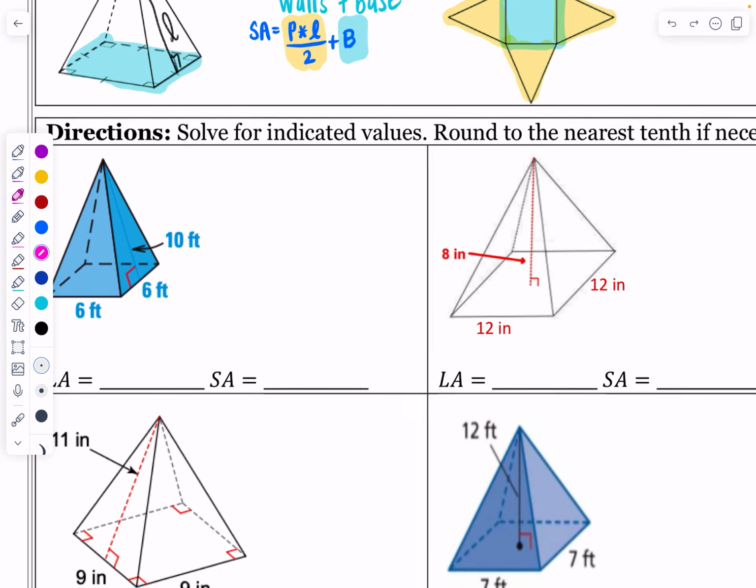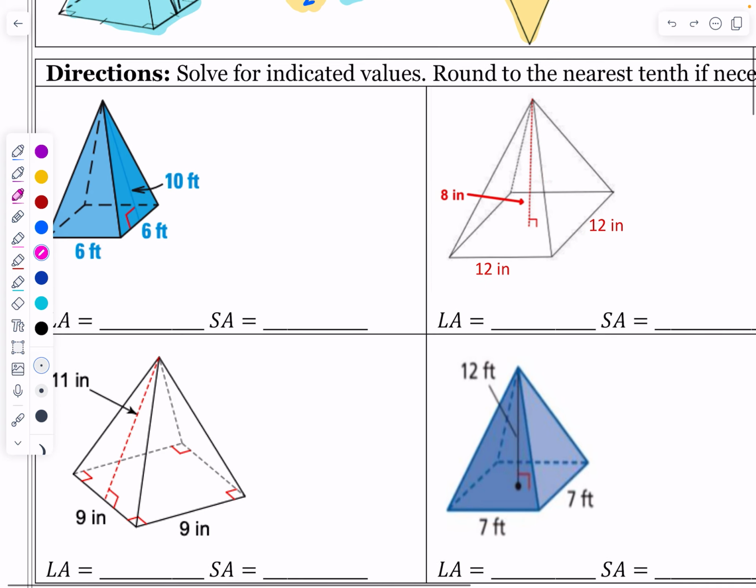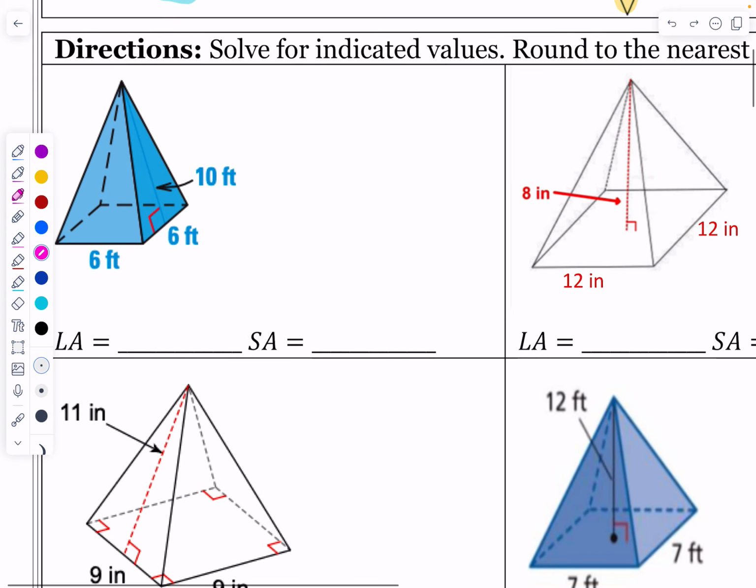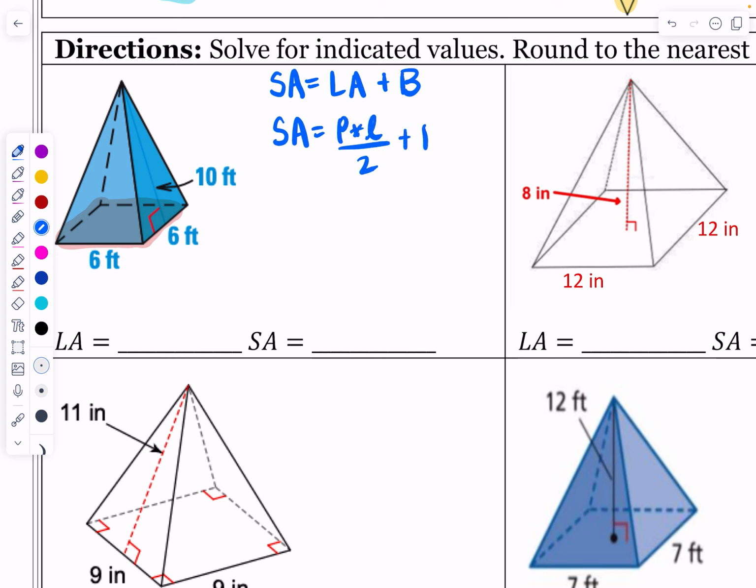Okay, so let's do a few problems. Solve for the indicated values, round to the nearest tenth if necessary. So let's color code this first. This looks like it's going to be a square pyramid because it's a 6 by 6, and we're going to go ahead and write out our formula. I'm going to do surface area equals my lateral area plus just one of the bases, since there's only one base. What is my formula for the lateral area? It's going to be P times L divided by 2 plus the area of the base.